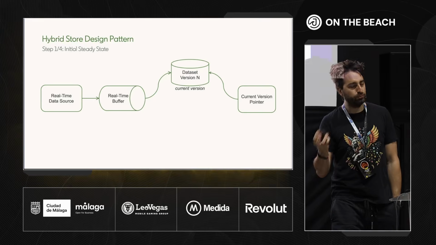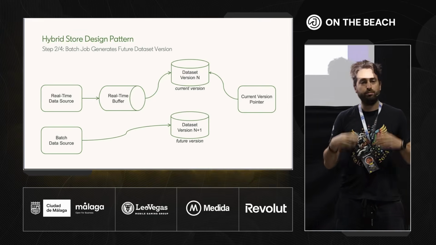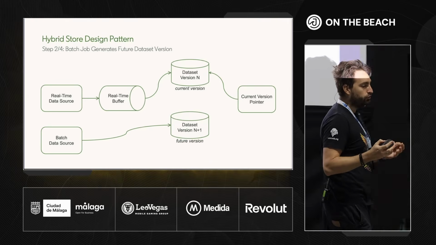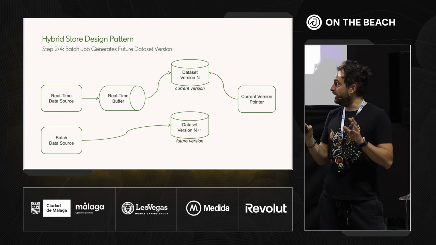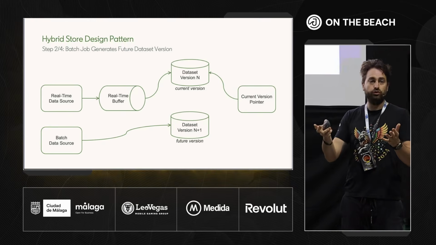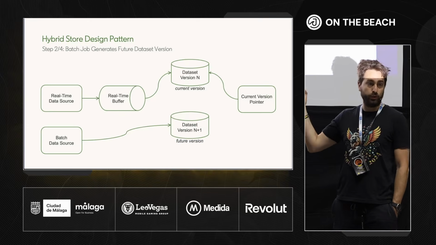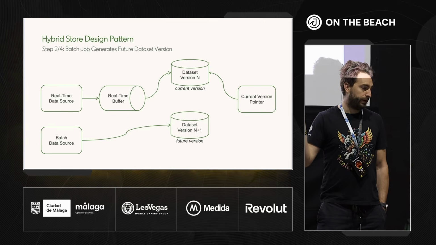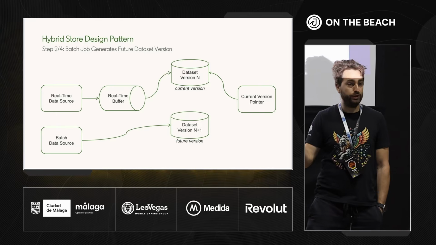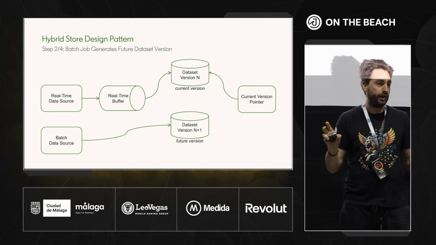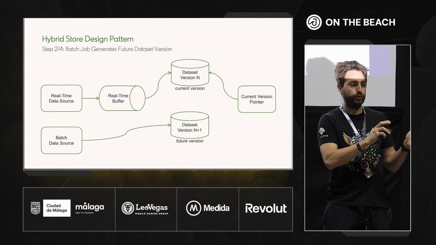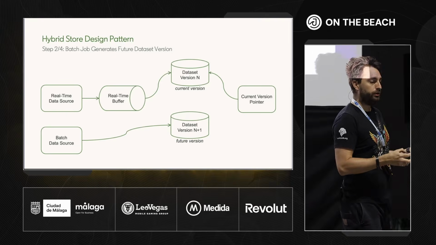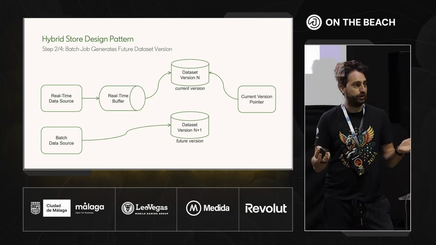So now let's move on to step 2, which is that the batch data source now produces a new version of the data set, right? So what happens then is the system will dynamically instantiate a new version of the data set that I'm calling n+1. We can also call it the future version. And at this point, I draw your attention to the fact that the current version pointer has not changed. So from the user's perspective, everything so far is happening in the background. They're still getting their queries served from the content of version n. At some point, the bulk loading of the batch data finishes successfully.